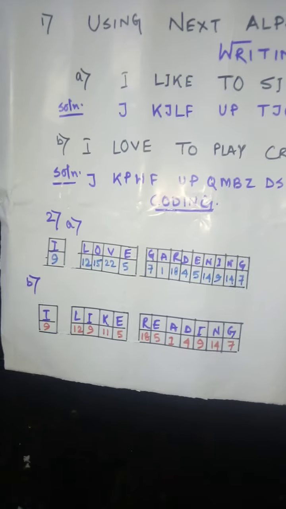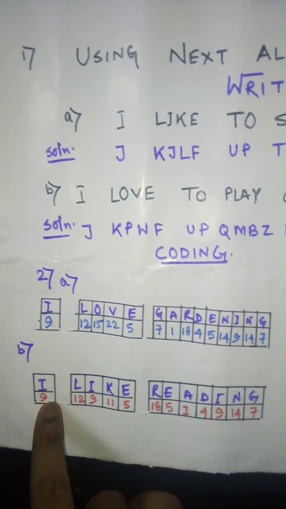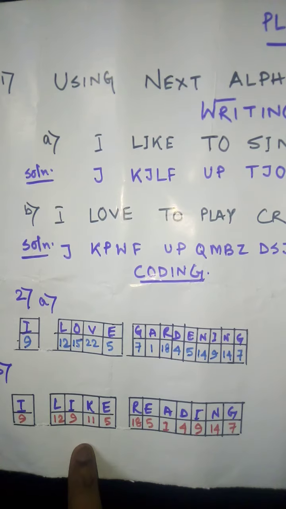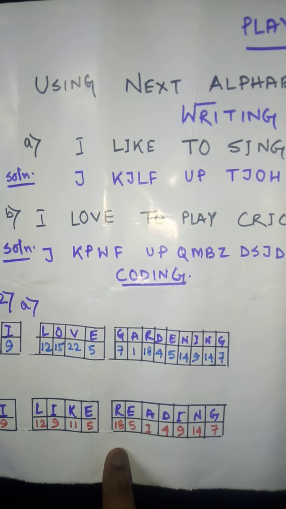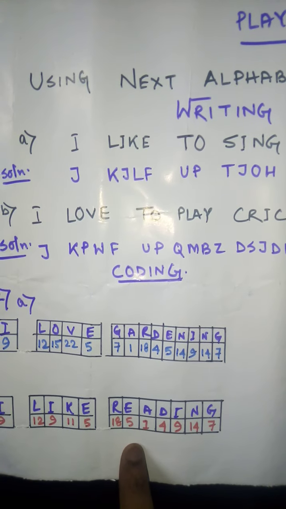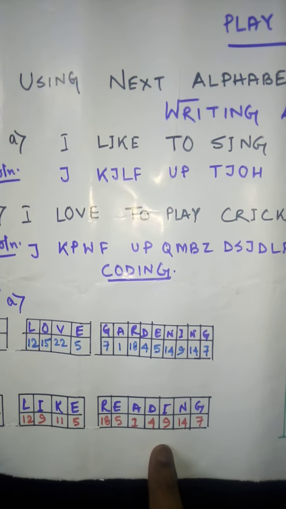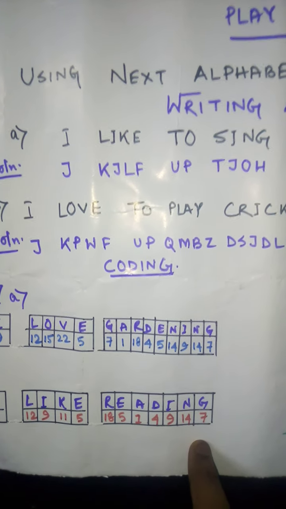Similarly, for "I like reading," we will code them like this. For I we put 9, for L 12, for I 9 again, for K 11, for E 5, for R 18, for E again 5, for A 1, for D 4, for I 9, for N 14, and finally for G 7.